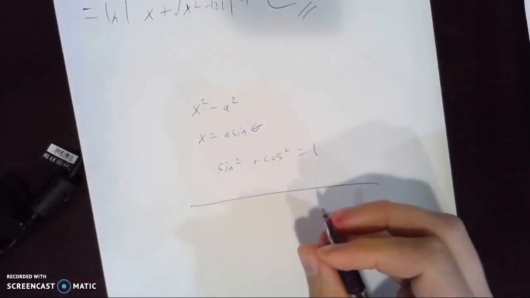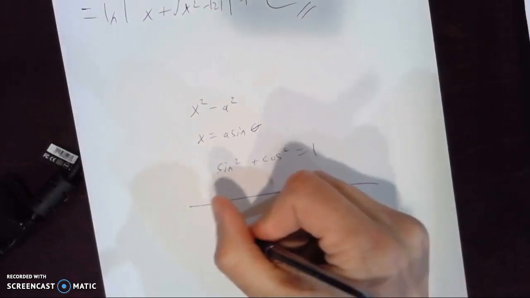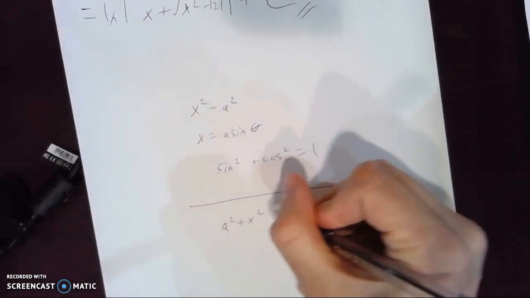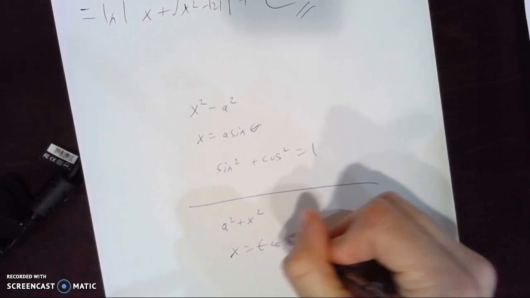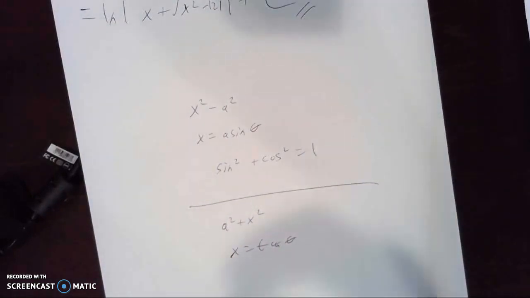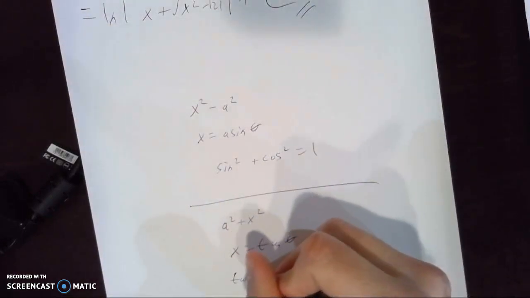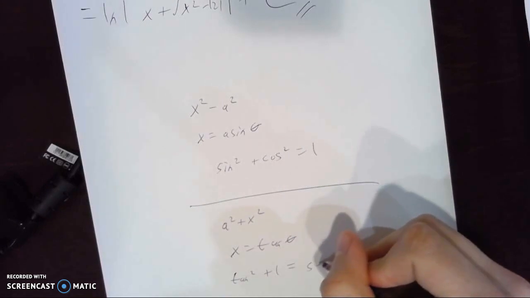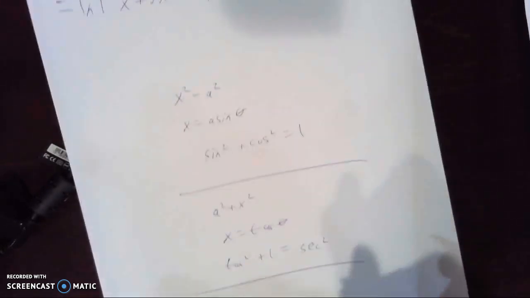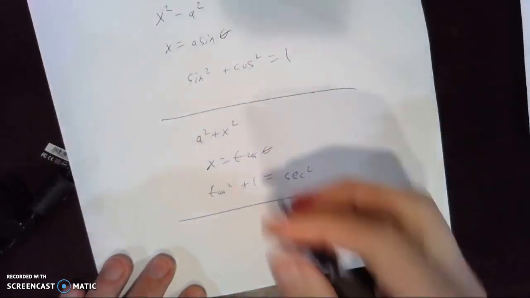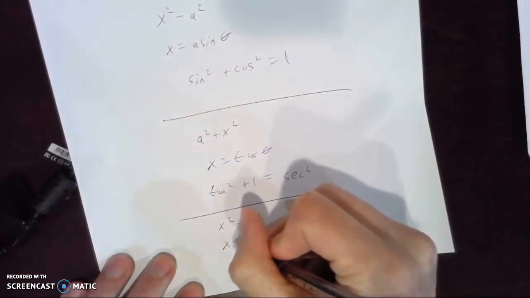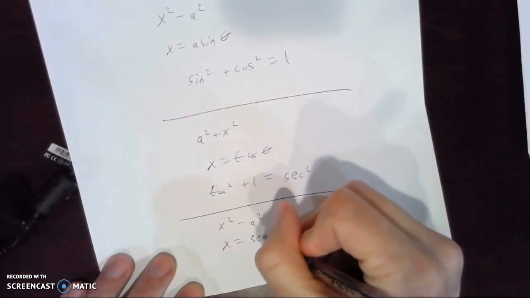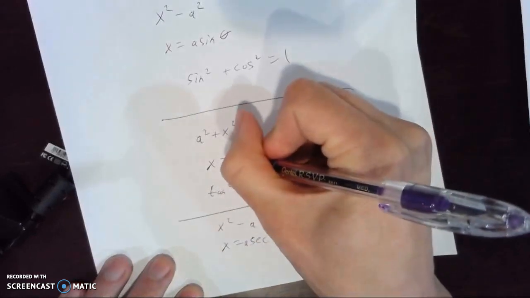The next example that we did, we were using something of the form a squared plus x squared. Inside of our integral, we did the substitution x equals tangent theta. And we used the identity tangent squared plus 1 equals secant squared. And then the last substitution that we just did, we had something of the form x squared minus a squared. We did a substitution x equals secant theta. Sorry, there should be a's on these.